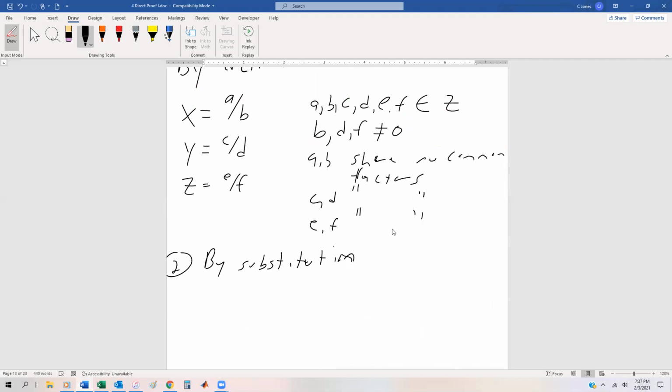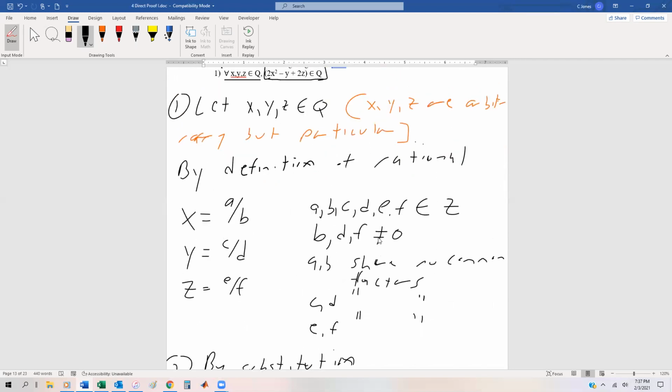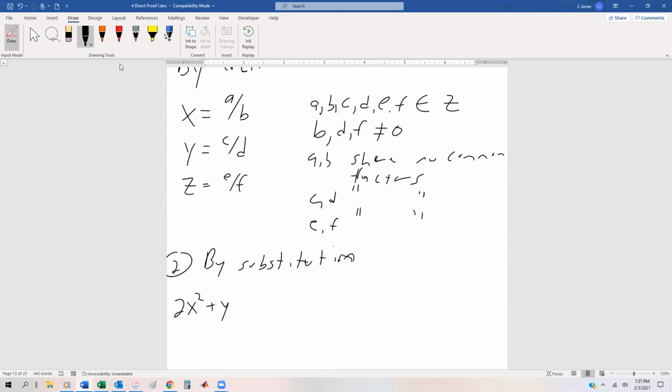So by substitution, we say that 2x squared minus y plus 2z is going to be equal to 2 quantity a over b squared, right? Because remember, x is a over b, minus c over d, okay? And then finally, e over f. So plus 2 e over f.